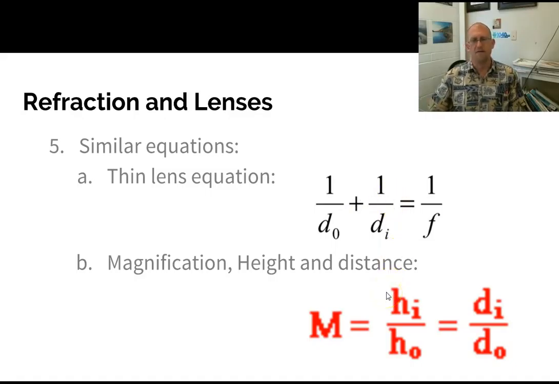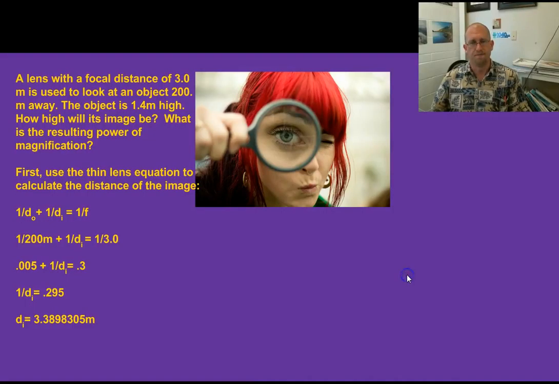Okay. Magnification, height, and distance are basically the same concepts. If you have the ratio of the height of the image to the height of the object, or the ratio of the distances of the image to the object, then you can calculate the magnification of the lens and know how much the lens is making your image look bigger or smaller, depending on how you're using the lens.